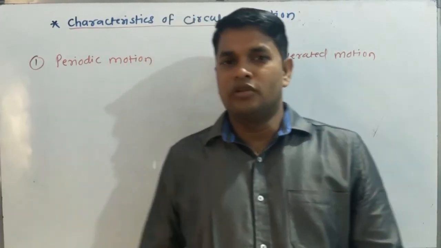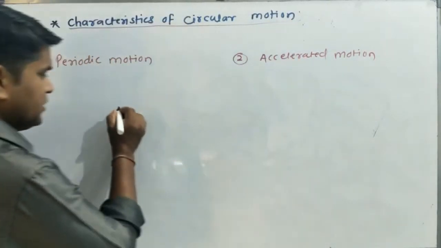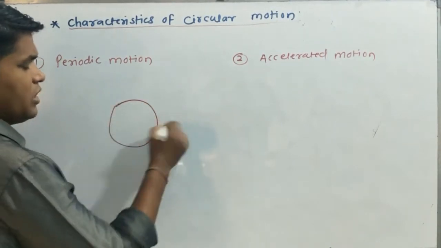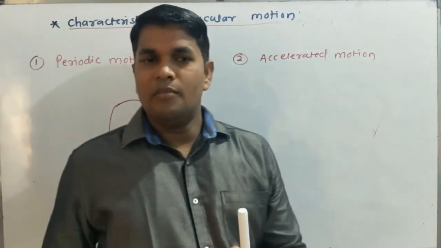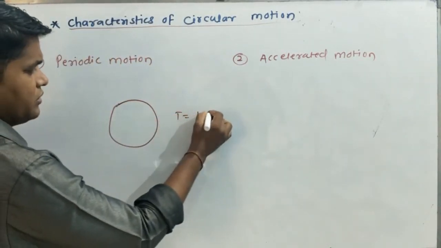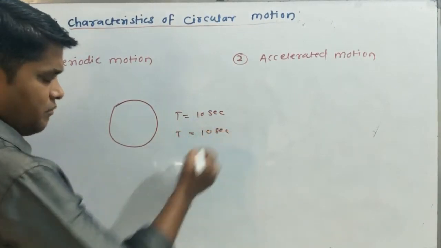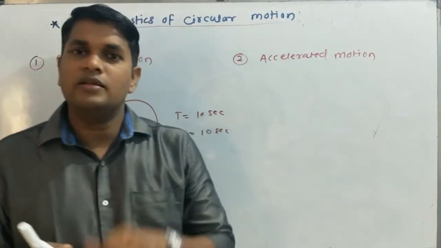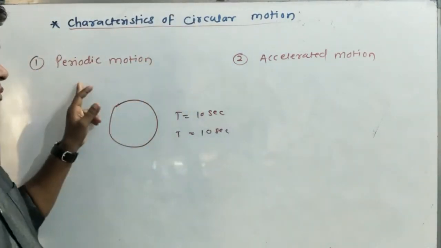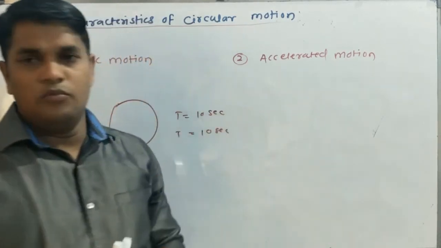In circular motion, the particle completes each rotation in equal intervals of time. Suppose to complete one rotation the time is 10 seconds. Then for the next rotation again the time is 10 seconds. Means each rotation requires the same time, so it is a periodic motion. Therefore circular motion is a periodic motion. This is the first characteristic of circular motion.